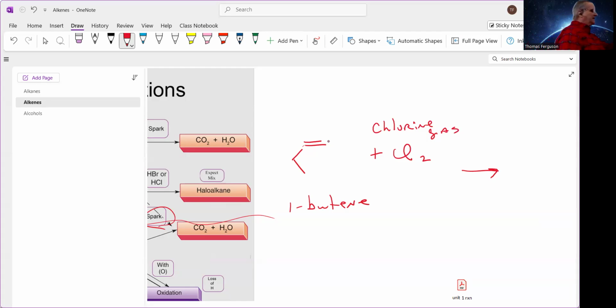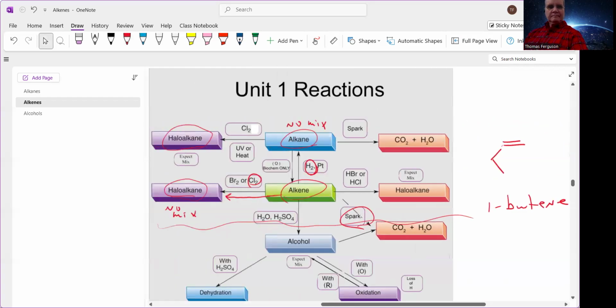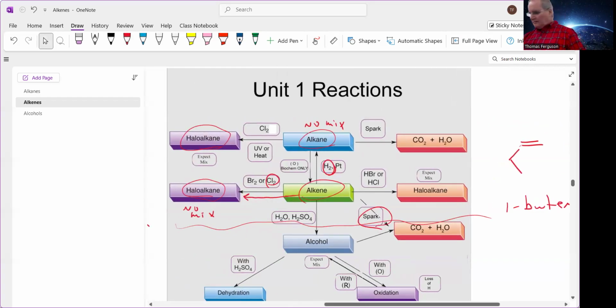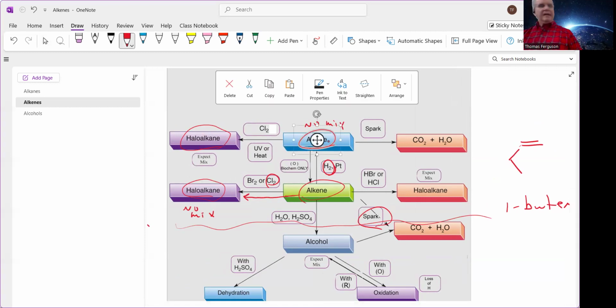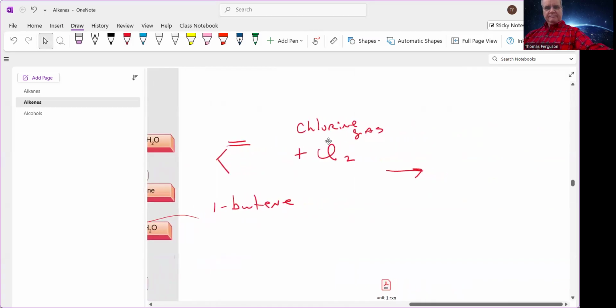So number one, you have to name the reactant. In this case, the reactant is 1-butene plus chlorine gas. What are the conditions? Okay, there aren't any conditions other than adding the Cl2. Okay, next we add the product. What happens when we add Cl2 across that double bond?